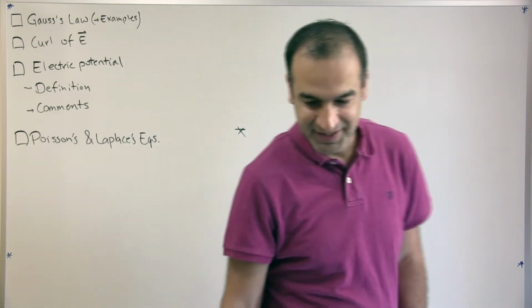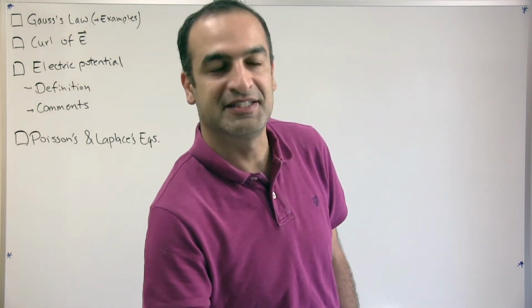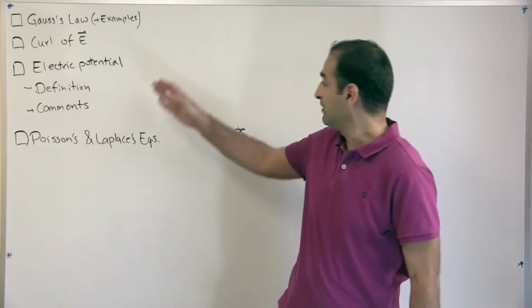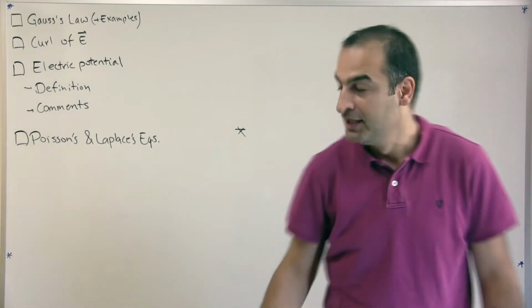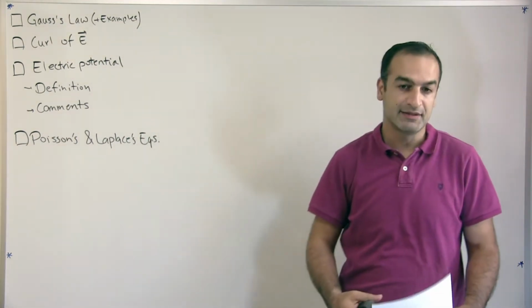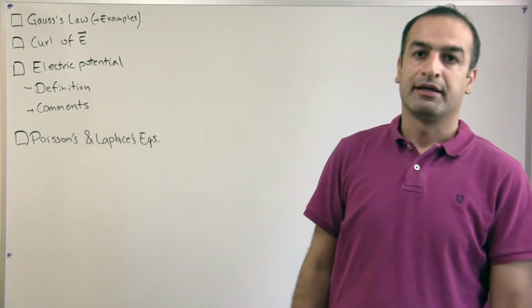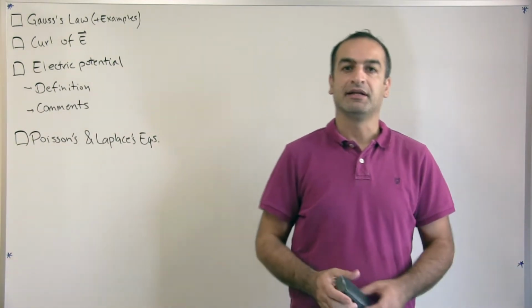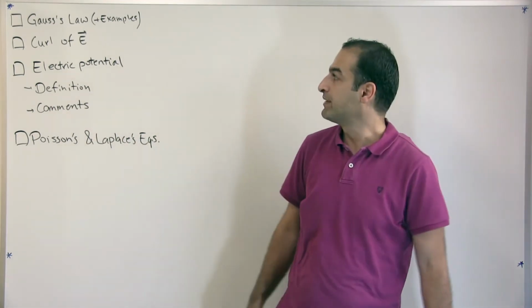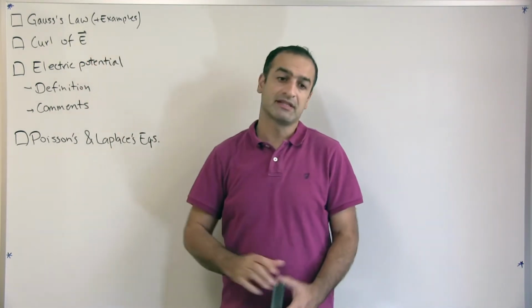So shall we continue the discussion on chapter 2? These are the list of the topics I want to discuss today. Basically, I want to continue the Gauss law. The Gauss law we discussed, technically it comes from the divergence of the electric field. And I'm going to do a few examples.